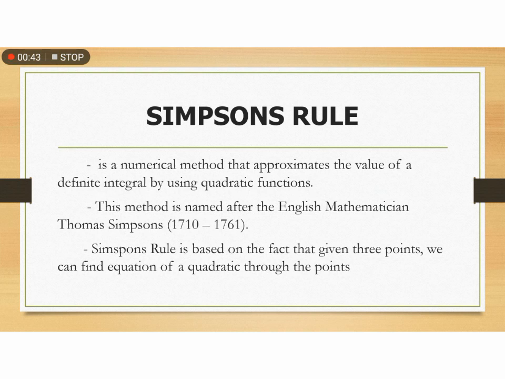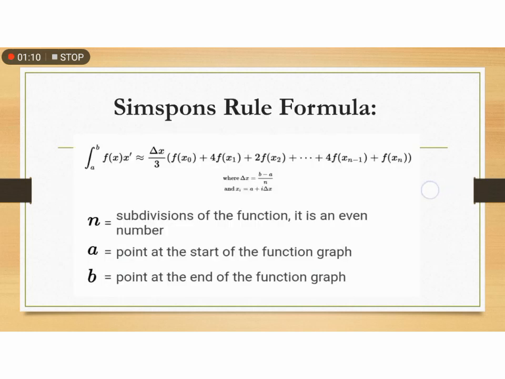Simpson's rule, or Simpson's method, is a numerical method that approximates the value of a definite integral by using quadratic functions. This method is named after the English mathematician Thomas Simpson, 1710 to 1761. Simpson's rule is based on the fact that, given three points, we can find the equation of a quadratic through the points. So this is the Simpson's rule formula.